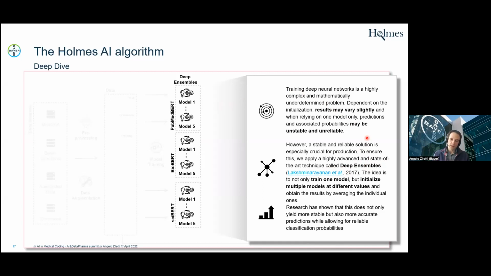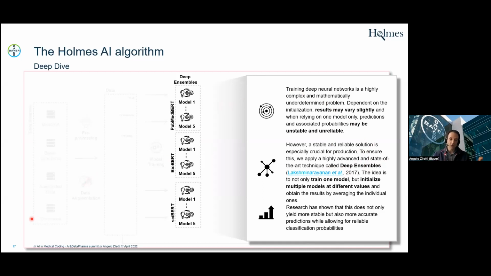You can look at the details in the paper. We also have a paper. I'll share the details later. And so combining this with deep ensemble has 3 advantages. The system is more stable because you have a lot of models that are voting, if you want. Then the performance is better.